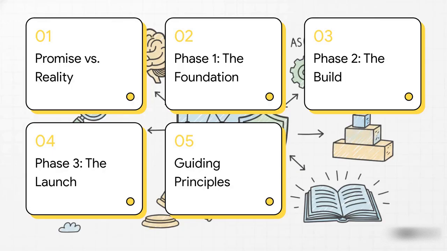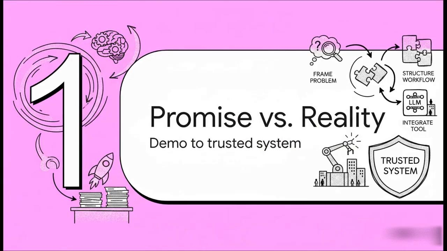Here's our game plan. We'll start with a promise versus the kind of messy reality, then walk through the three key phases: the foundation, the build, and the launch. And we'll wrap it all up with a few guiding principles to keep in your back pocket. First up, let's just set the stage.